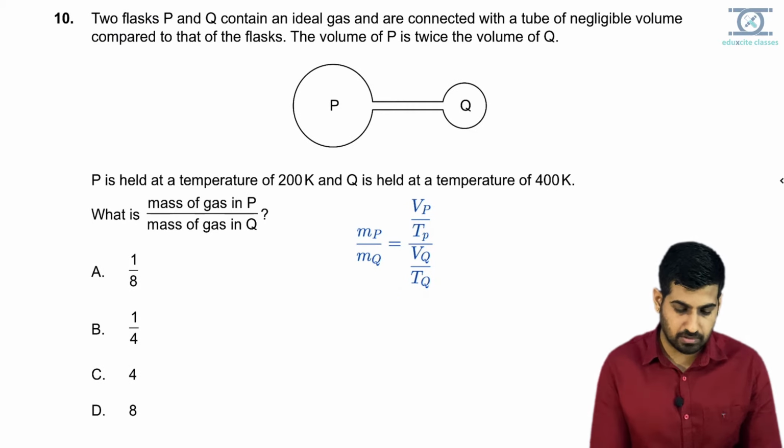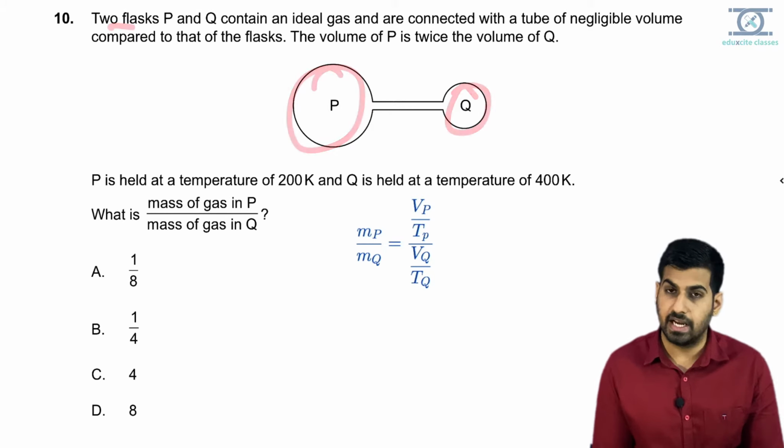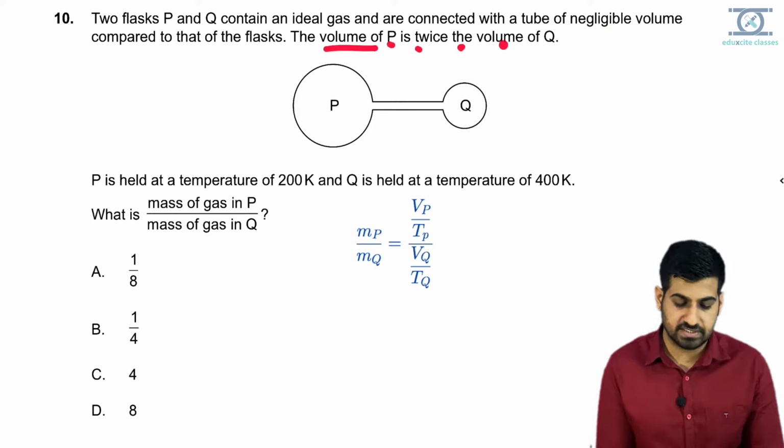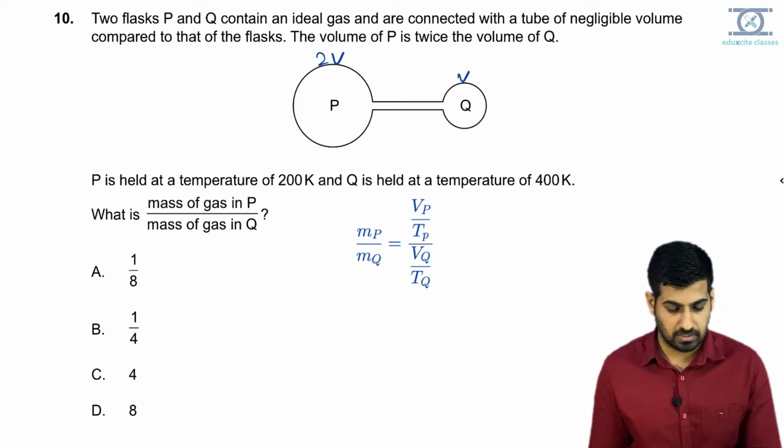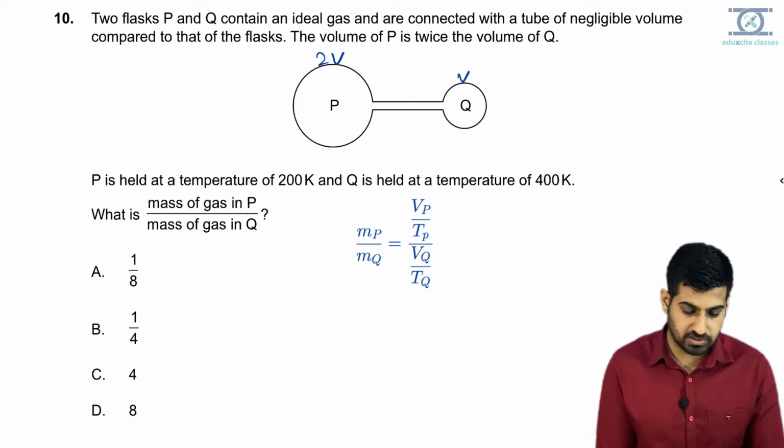Okay, now the question number 10. These are the two flasks P and Q containing the ideal gas connected by a tube with negligible volume. The volume of P is twice the volume of Q. Now if the volume of Q is V, then the volume of P will be twice that of Q. P is held at temperature 200 Kelvin and Q is held at temperature 400 Kelvin.